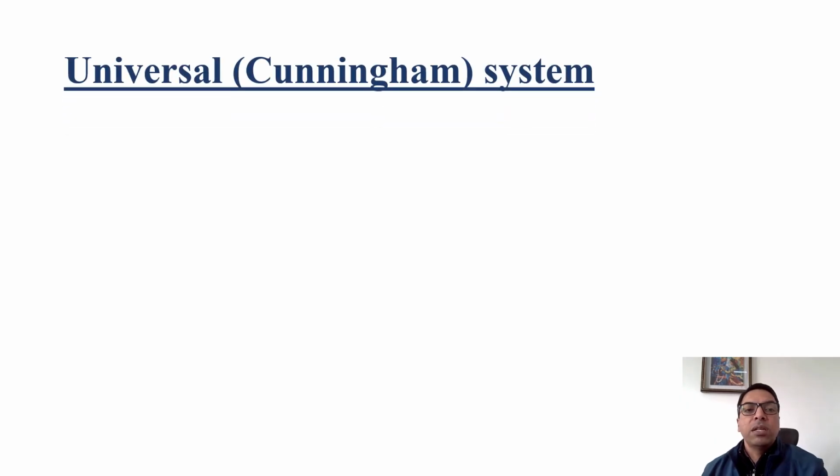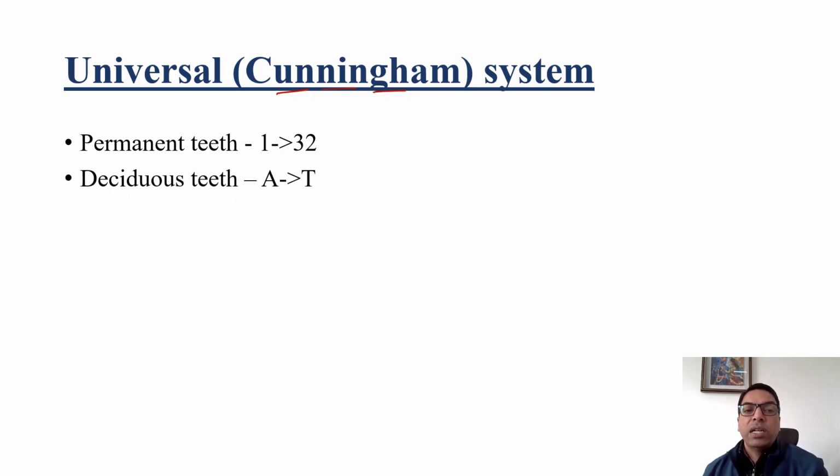Starting with the universal system, it is also called the Cunningham system of dental charting. Here, the permanent teeth are counted from 1 to 32, and the deciduous teeth are represented by alphabets A to T. And how do we do it?